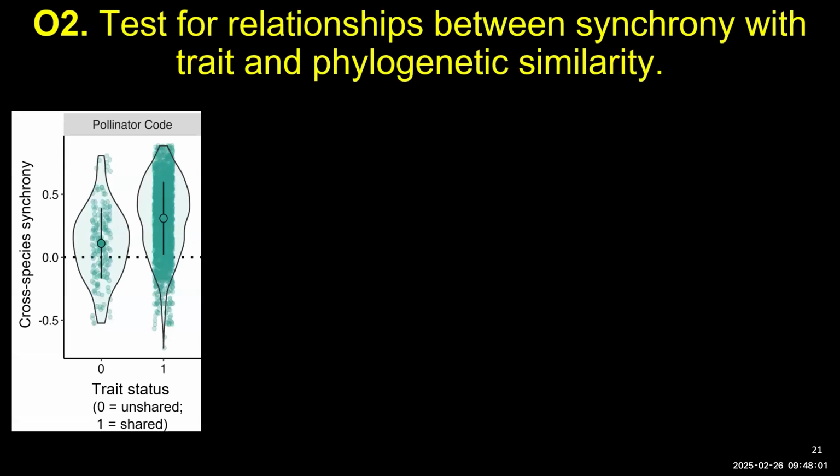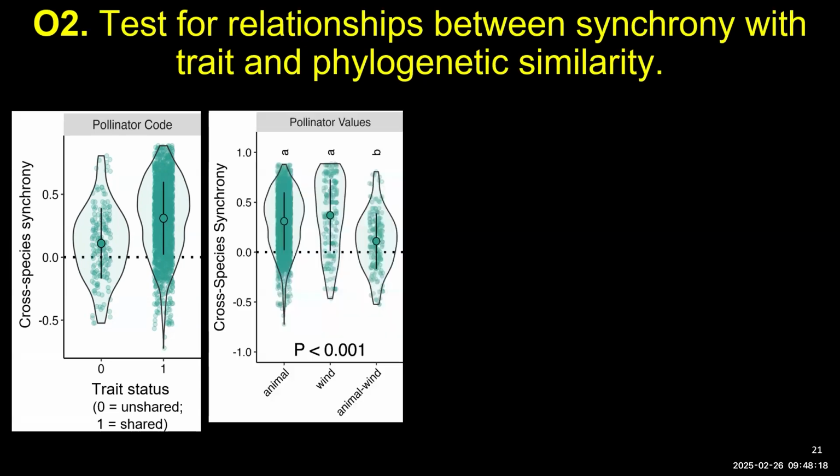So here's an example of pollinator code. They could be pollinated by wind or by animals. And this is showing if they are both pollinated in the same way, they are more synchronous than if they have different pollinators. And then we can ask, okay, what are the pollinators and how does it matter? If they're both animal pollinated or both wind pollinated, they are more synchronous than a pair of species where one is animal pollinated and one is wind pollinated.